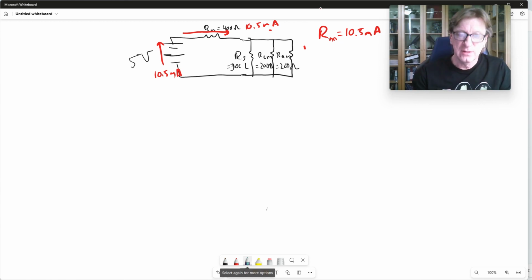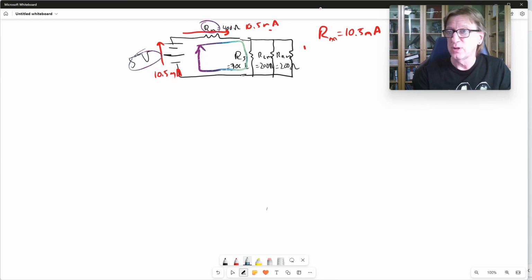Well, let's draw that in a little multicolor. This loop right here is going to be an obvious choice, right? We know this, we know RM, we know the voltage. So all that's left is to find that RS, which is the only unknown. Well, I don't need simultaneous equations for that, do I? So let's use the loop rule.